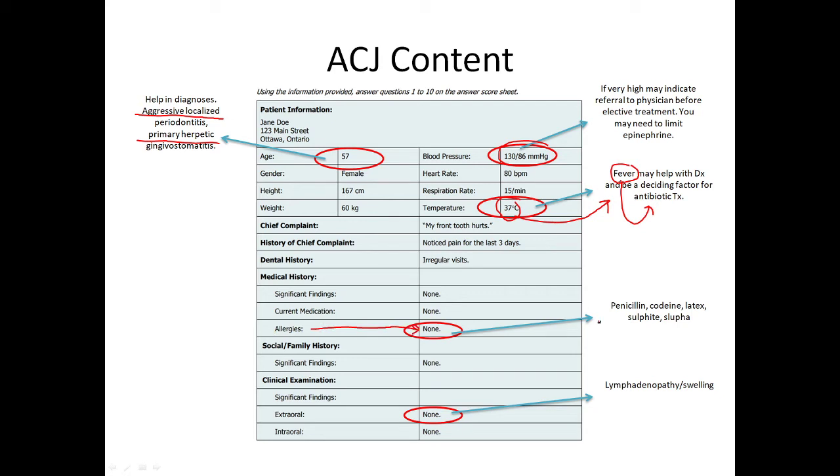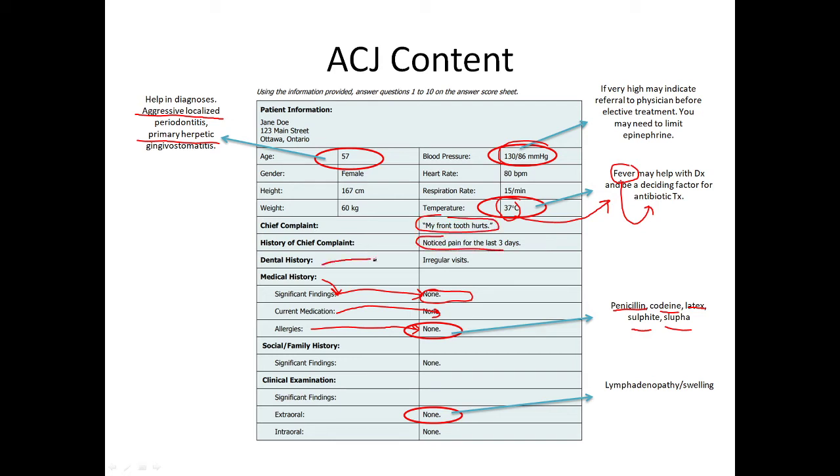Okay. For example, here's the allergy section. None here, but they could be allergic to penicillin, codeine, latex, sulfite, or sulfa. They'll put it in that section. If they have any medical diseases, they'll put it over here where it says significant findings under medical history. Current medications are the medications they're taking right now. And mainly you want to see the chief complaint. Why are they here? And is there any history associated with that?